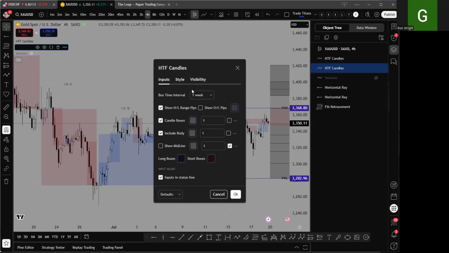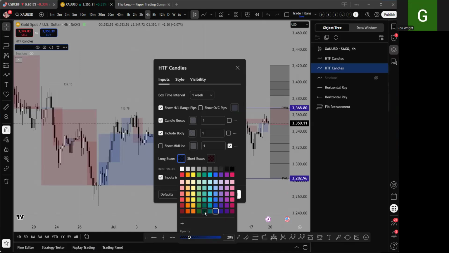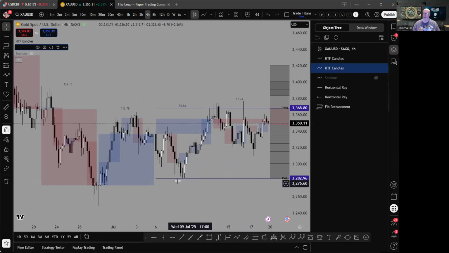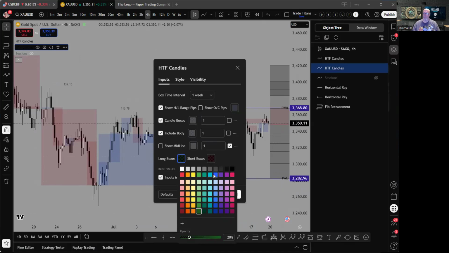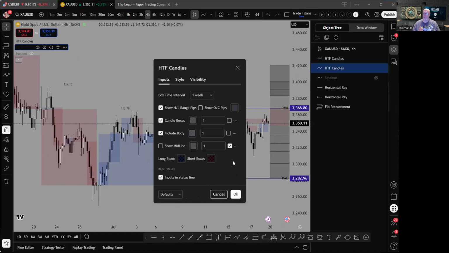So the colors, the blue is the bullish and the red is the bearish. So how do you change that? Well, that's long boxes and short boxes. That's how you change the long box colors. If you want to change long box, okay, green, got it. That way you know bullish and bearish. So this is bluish, which is fine. Like I said, it doesn't matter which ones you use, long box, short box.